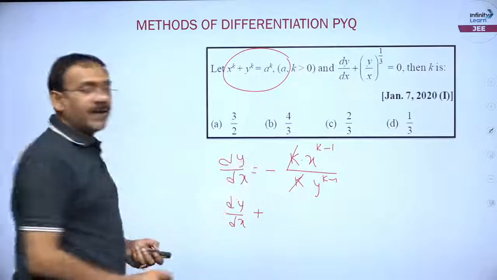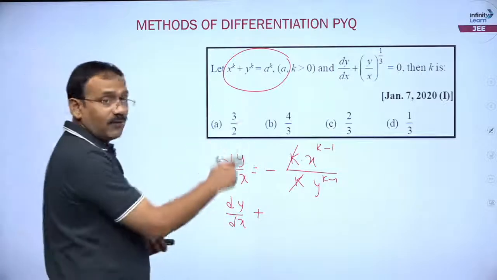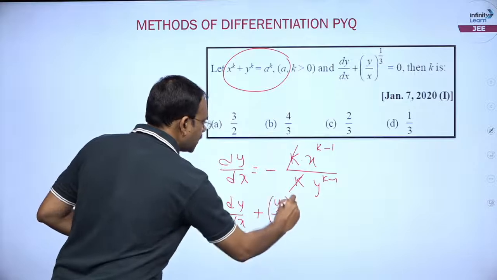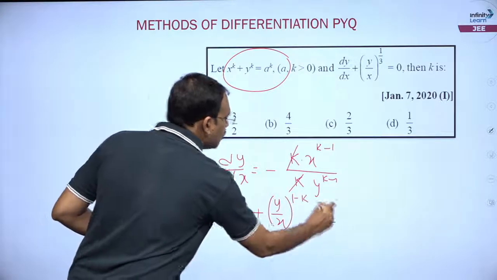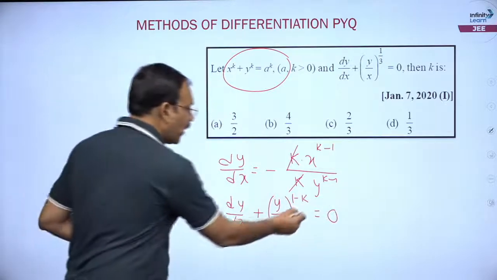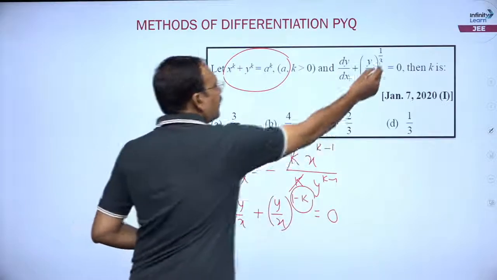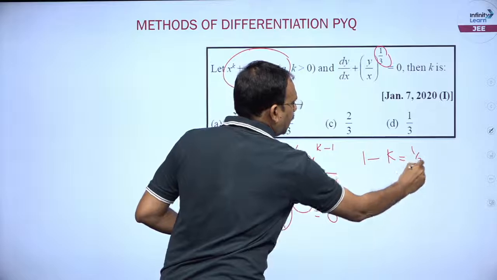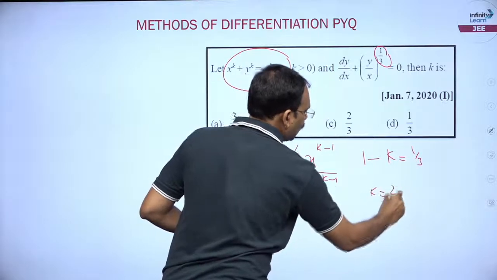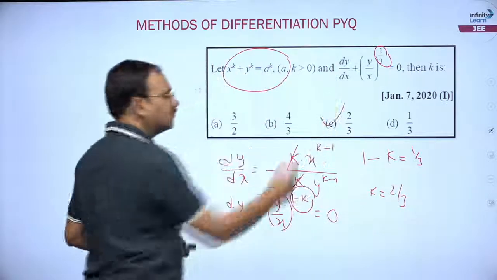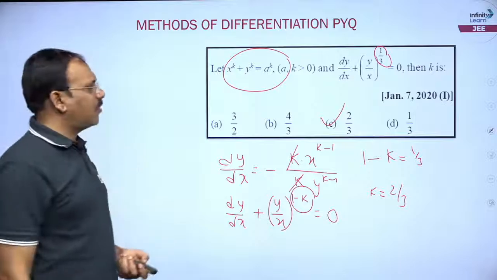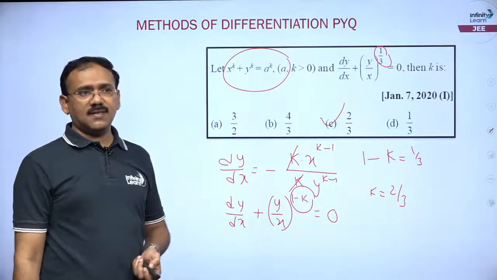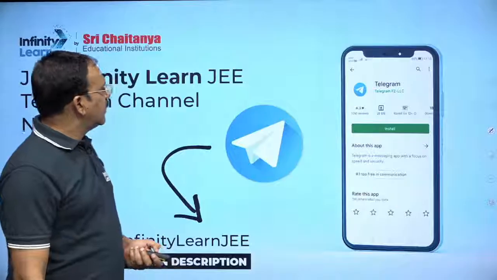So dy by dx is minus x by y power k minus 1, but he said y by x power. So can I write y by x power 1 minus k is equal to 0? Yes. This 1 minus k he has given like 1 by 3. So 1 minus k is 1 by 3, k is going to be 2 by 3. That's all. Easy problem, it's very easy. 2020 question, yes, right.